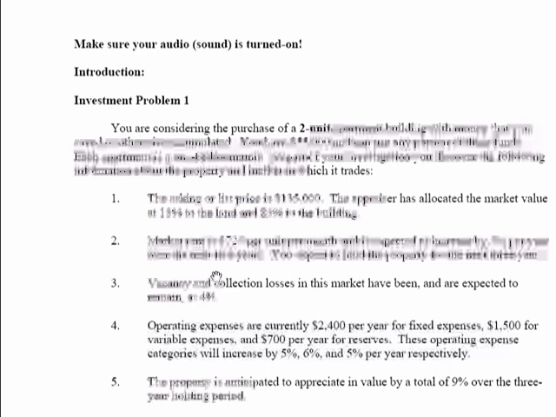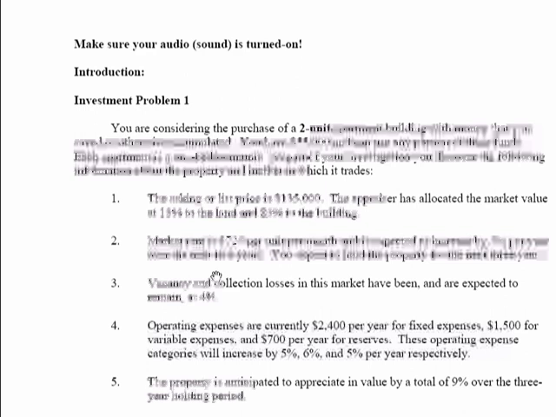The first one, the asking or list price, is $135,000. We're going to assume, for the purposes of this problem, that we can acquire the property at its asking or list price. Now, I know our goal as an investor is to buy low, okay, and maybe we can negotiate a lower price, which might be true. That would be nice. A lower price would increase our return. But for the sake of this problem, let's assume that we can acquire the property at the asking or list price. So it's safe to assume that we can get this property for $135,000.